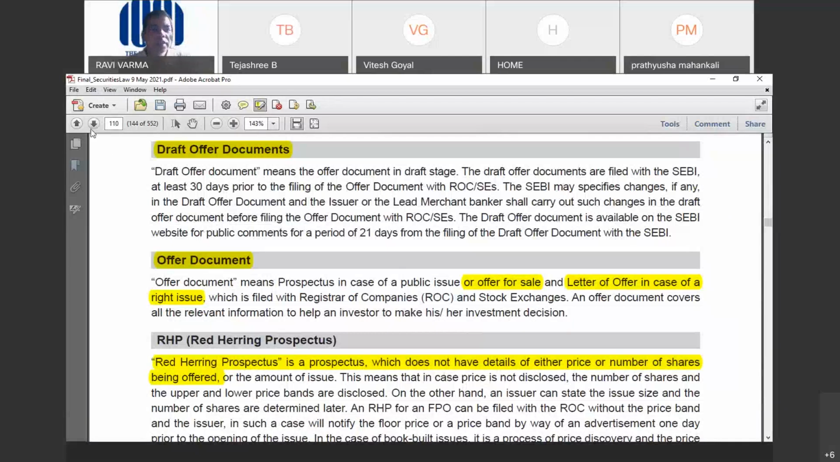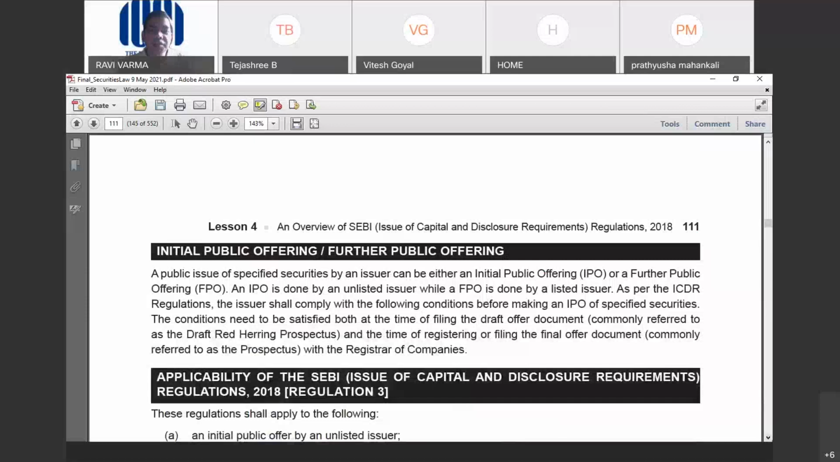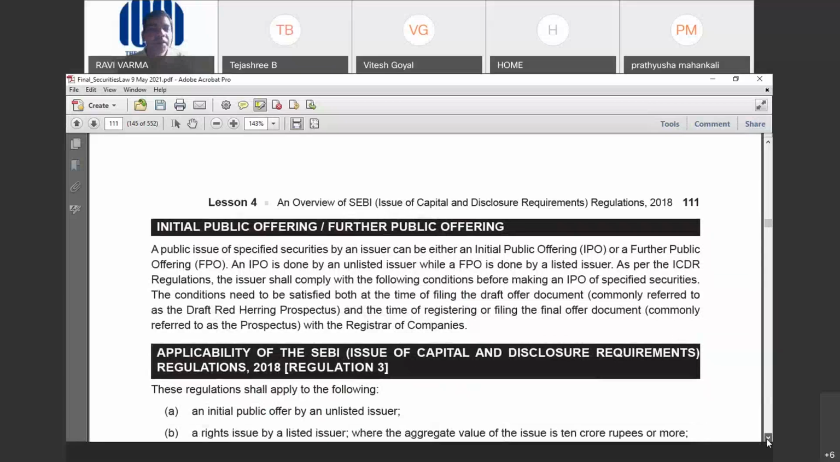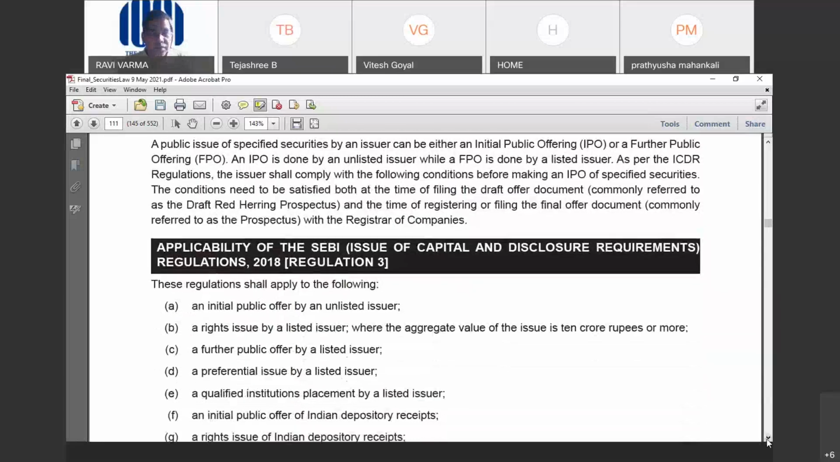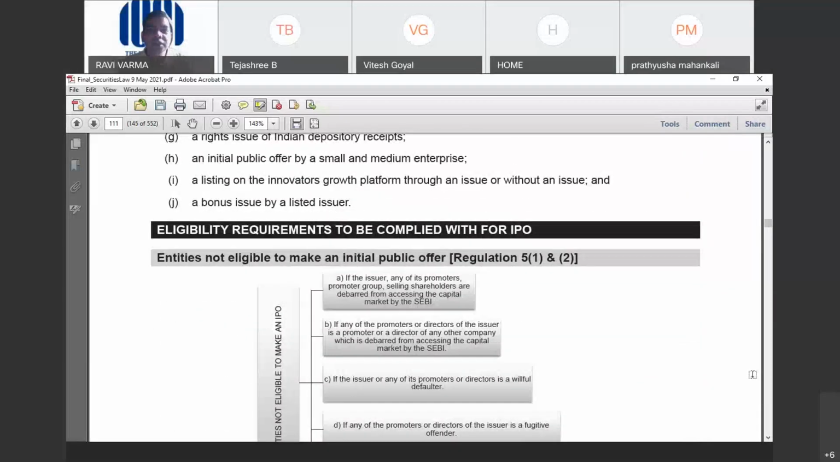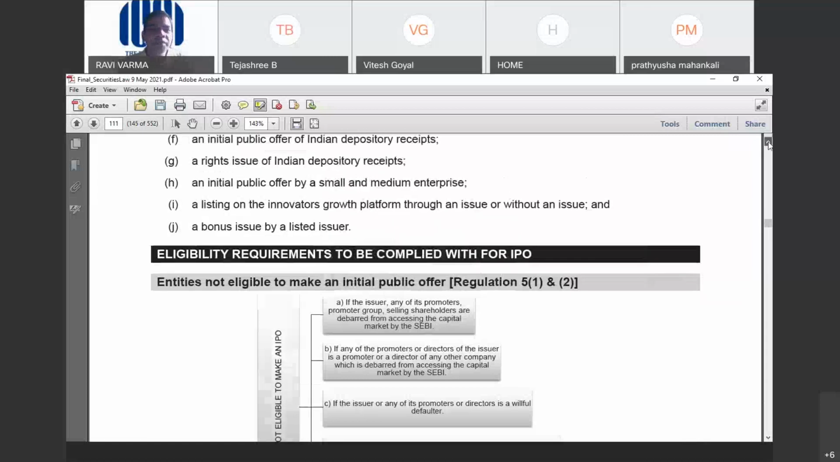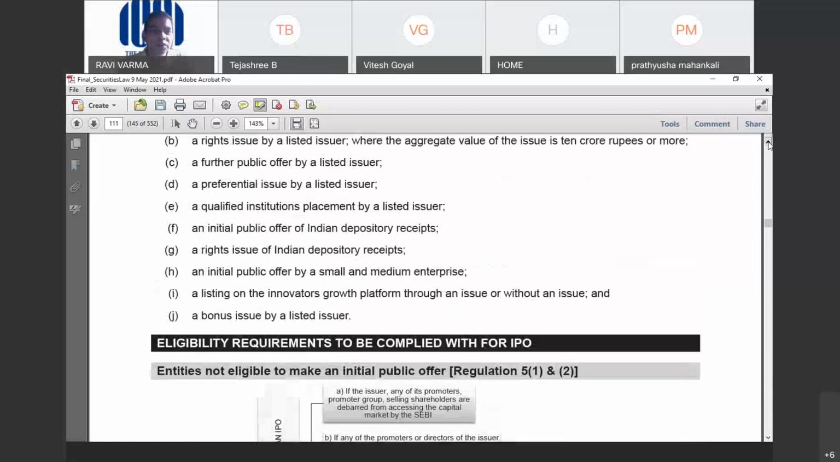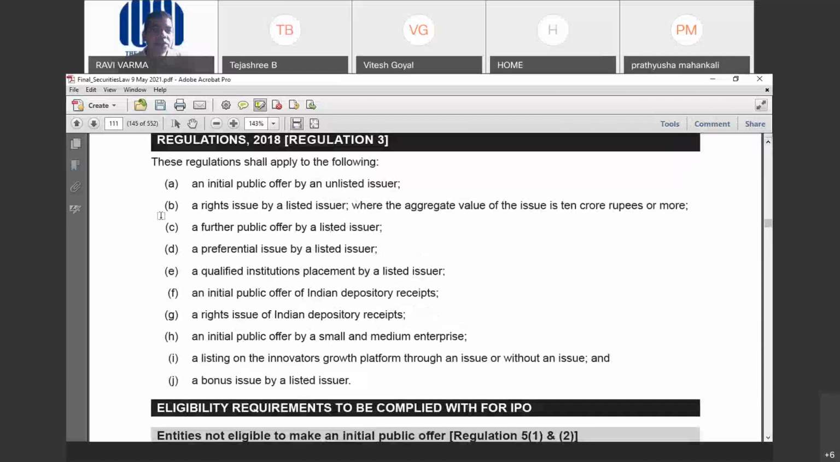Yes, absolutely. Then thereafter, I said about the IPO, then I said about the FPO, right? Applicability. The ICDR regulation applies on every issue, be it IPO, be it FPO, be it right issue. All issues are concerned. Whatever the issue you remember, just write IPO, FPO, preferential issue, QIP, right issue. Everything is covered under this ICDR. In fact, ICDR is the mother regulation for all issues.